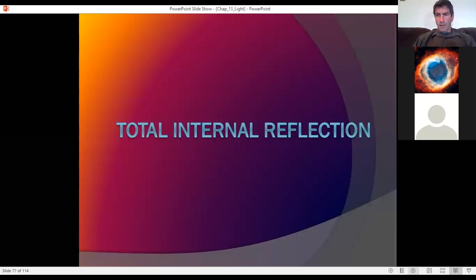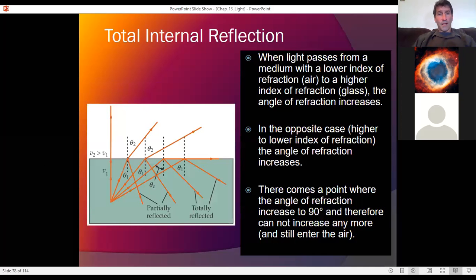Okay, we're almost out of time. Total internal reflection happens when refraction bends the light so much that it can't escape from inside a particular surface.